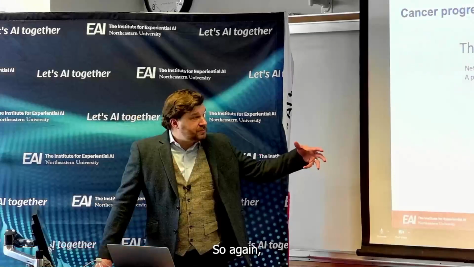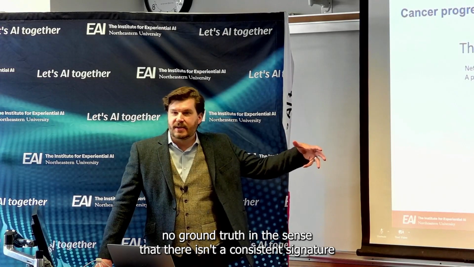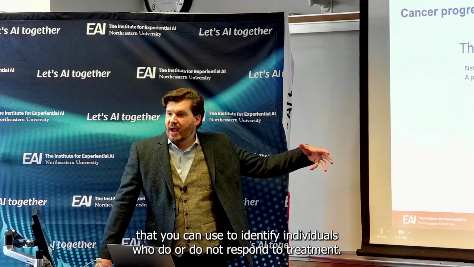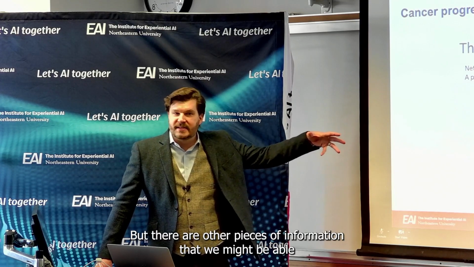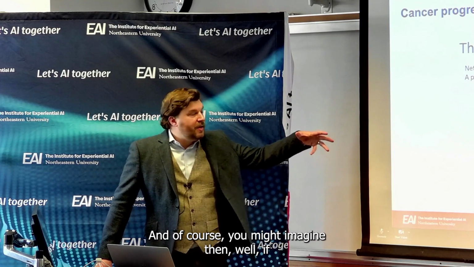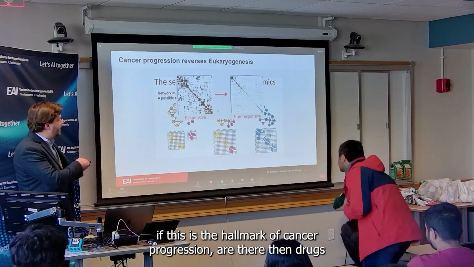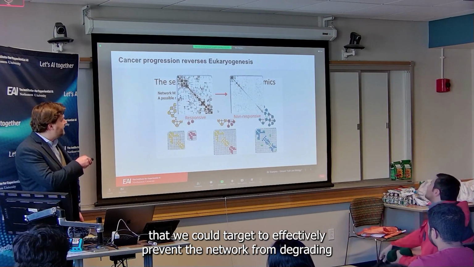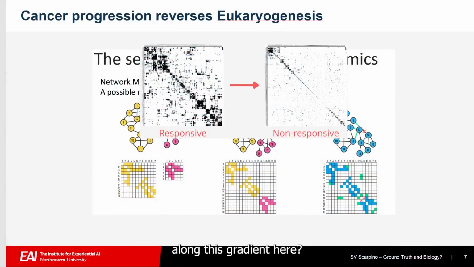So again, no ground truth in the sense that there isn't a consistent signature that you can use to identify individuals who do or do not respond to treatment. But there are other pieces of information that we might be able to bring to bear on the problem. And, of course, you might imagine then, well, if this is the hallmark of cancer progression, are there then drugs that we could target to effectively prevent the network from degrading along this gradient here?